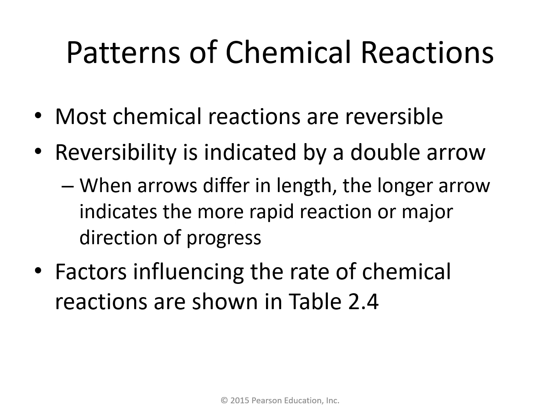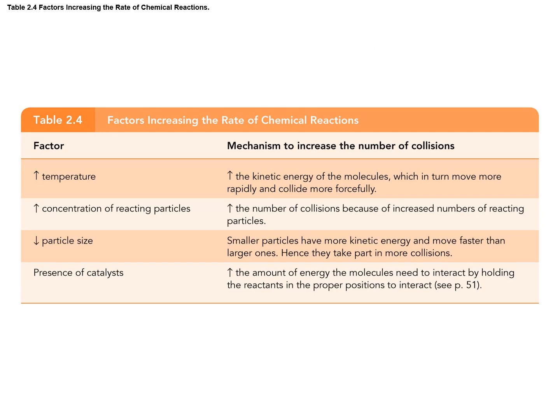Okay, so most chemical reactions are going to be reversible, and reversibility is indicated by a double arrow, right? The arrows can differ in length, and the longer arrow indicates the more rapid reaction or major direction of progress. You can look at the factors that influence this in table 2.4 in your book, but I think that's on the next slide here. So these are the factors that increase the rate of chemical reactions.